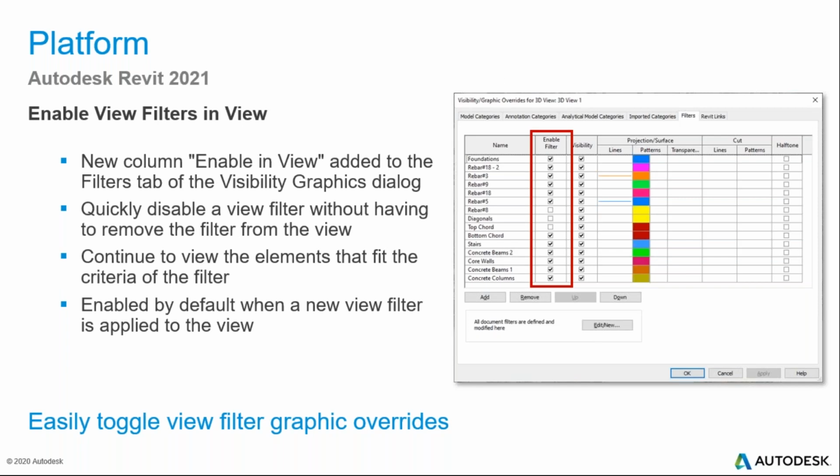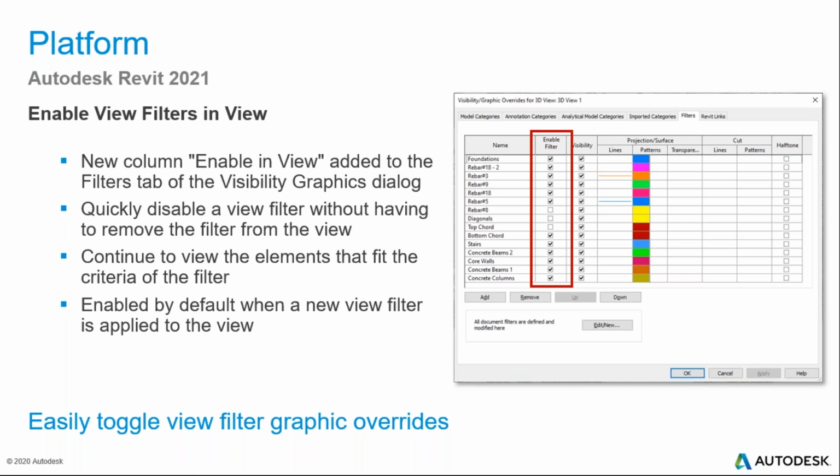Another key capability is that Revit offers users the ability to create view filters that control the visibility or graphics display of elements. Using the filters tab in the visibility graphics dialog, these filters may be applied to one or more views in a Revit project.